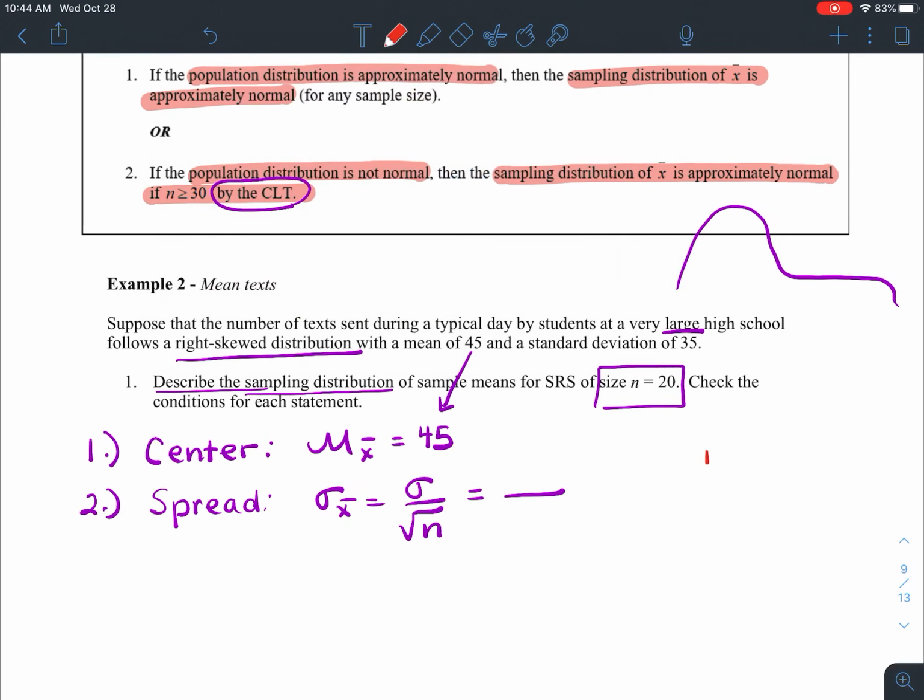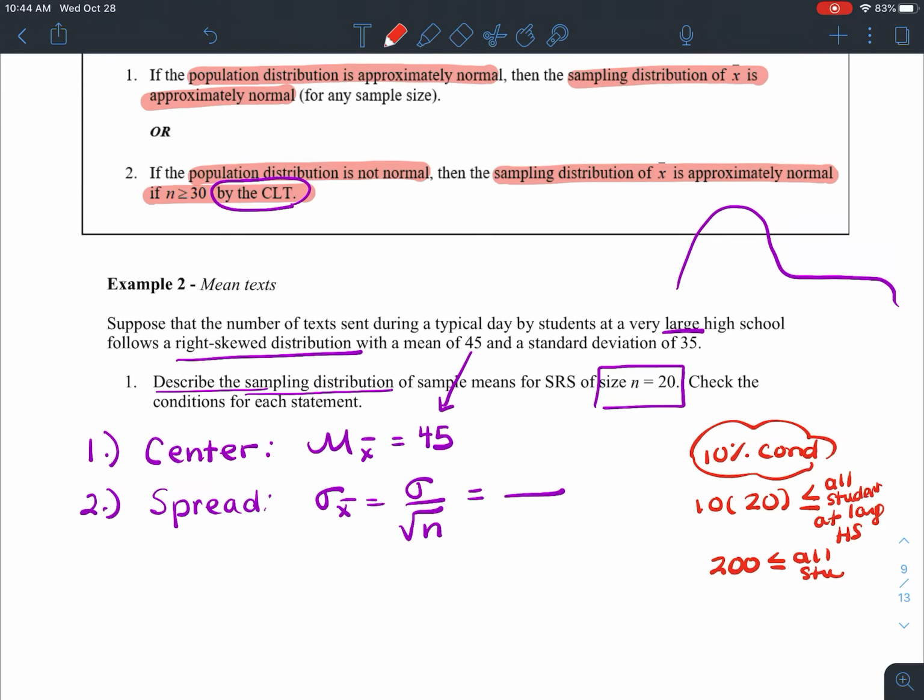Okay, but off to the side, I'm going to check the 10% condition. My sample size was 20. I need to show that 10 times 20 would be less than or equal to all students at this large high school. Now, they didn't tell us how many students there are at this large high school, but I think they used the word large, insinuating that it was a very, very large population. So it's probably safe to assume that 200 is less than or equal to all the students at a large high school.